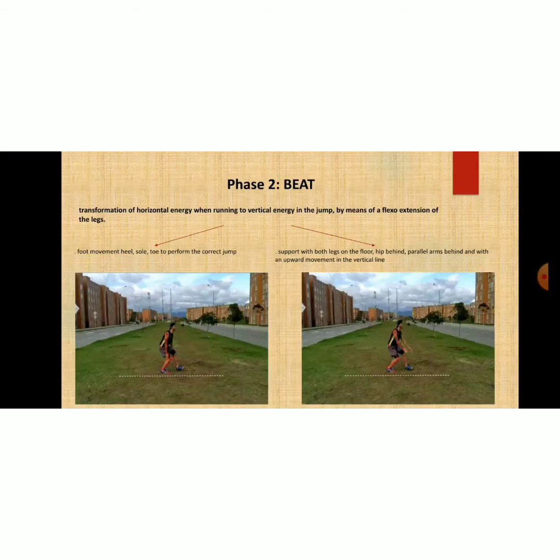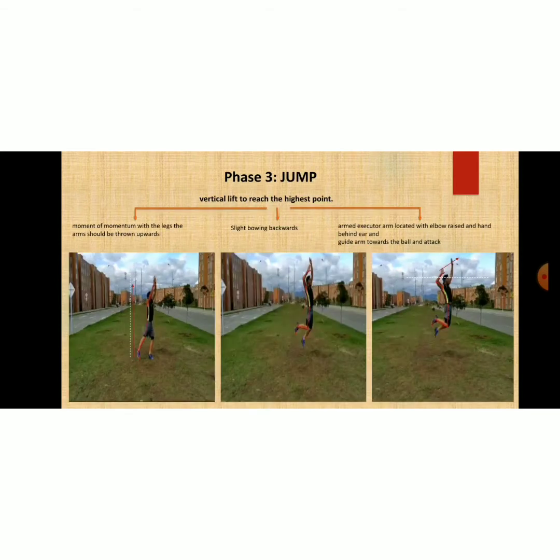In the second phase, we find how the athlete transfers the energy of the impulse into vertical energy for the jump with the help of the arms. In the third phase, we find how the athlete first vertically aligns his body and then his arm adjusts to attack the ball.